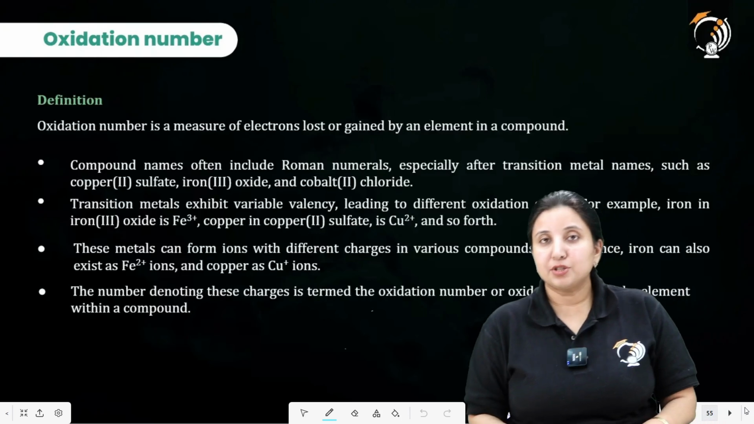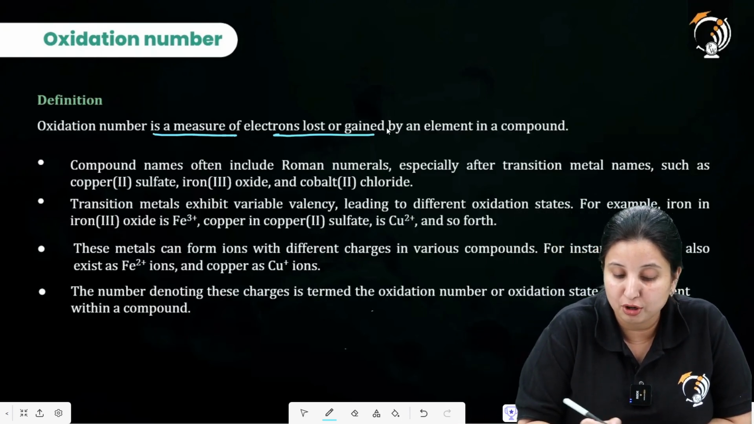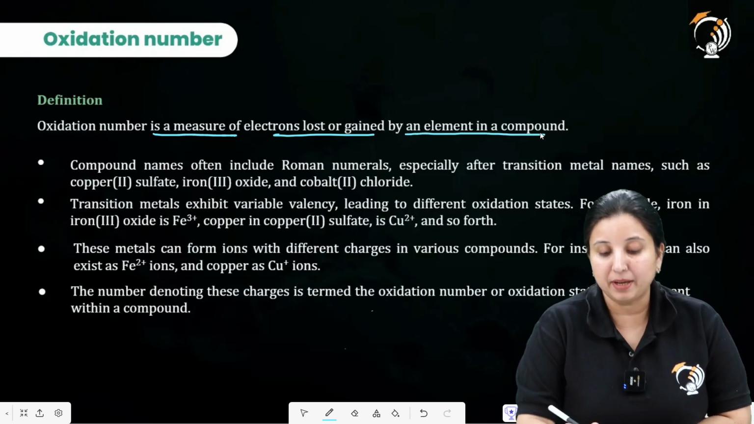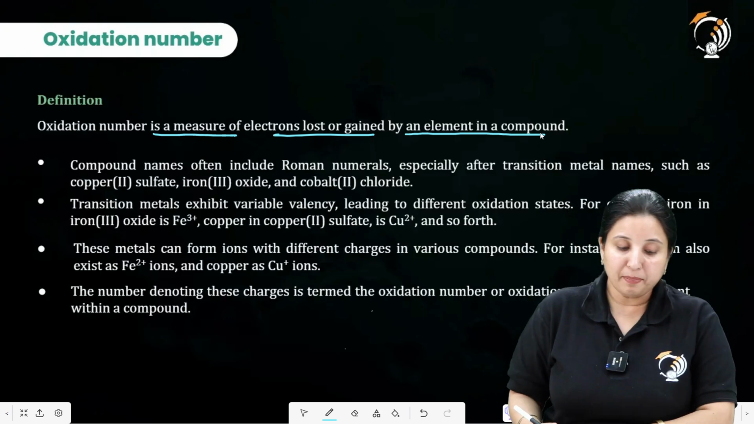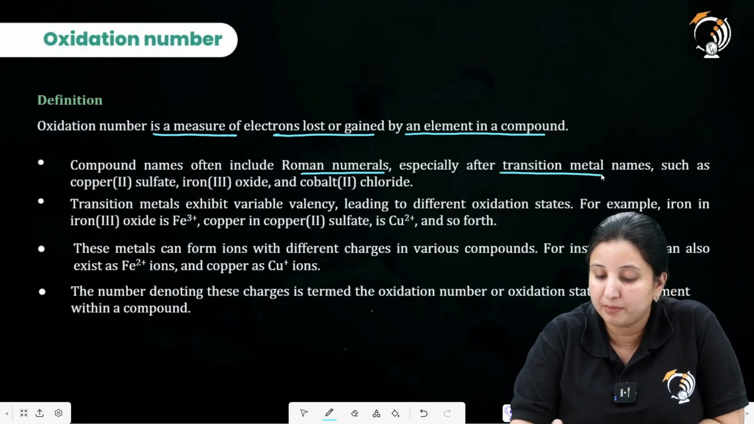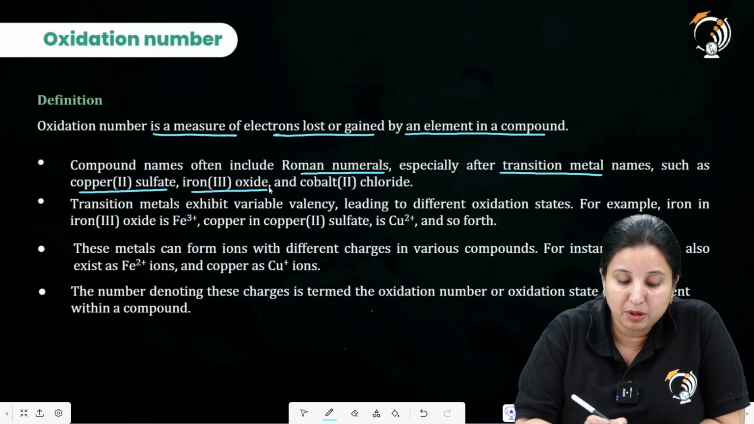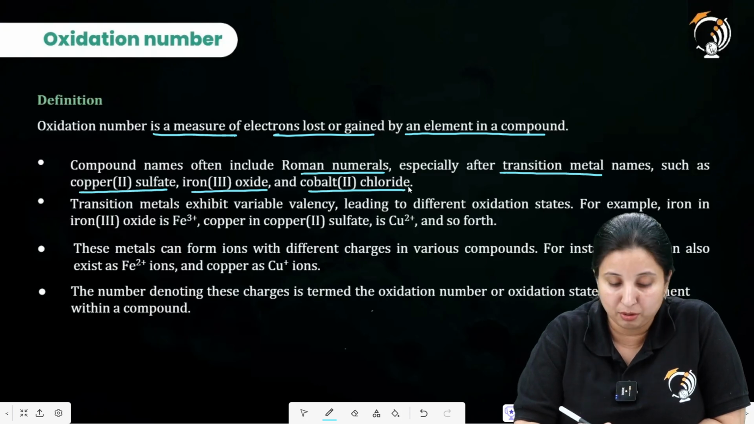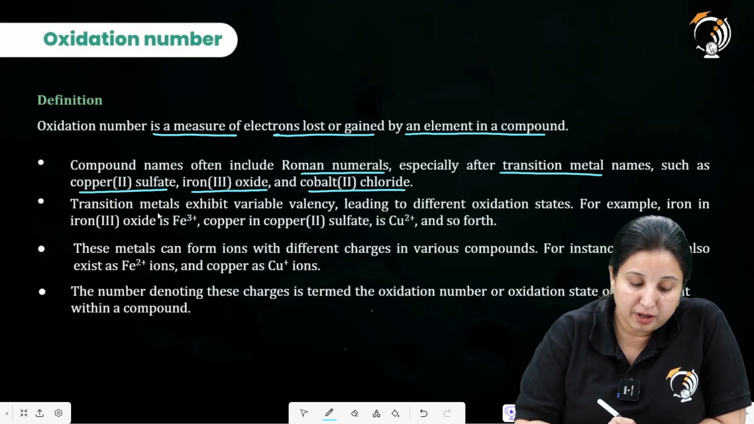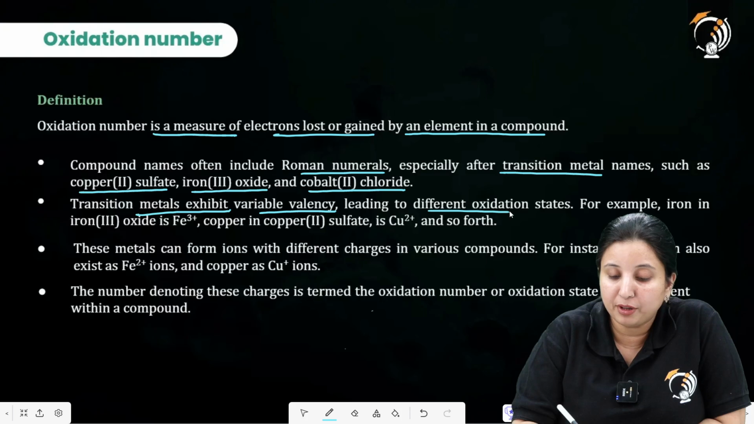Now comes the oxidation number. Basically oxidation number is a measure of electrons lost or gained by an element in a compound. So compound names often include Roman numerals, especially after transition metal names such as copper 2 sulfate, iron 3 oxide, cobalt 2 chloride. So transition metals exhibit variable valency leading to different oxidation states.